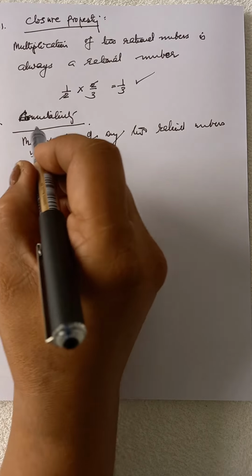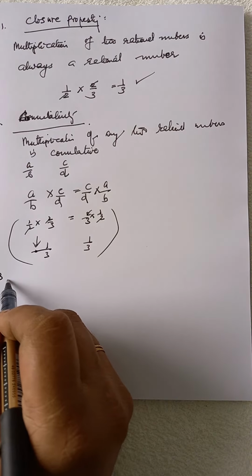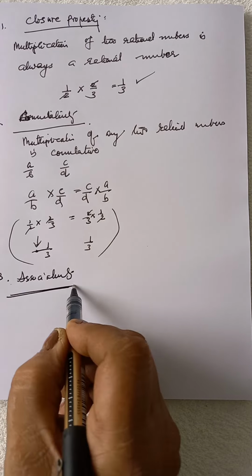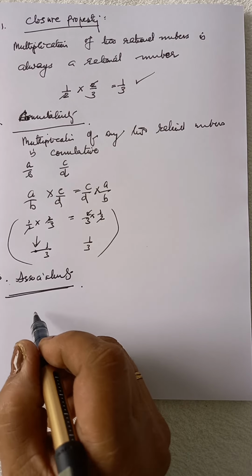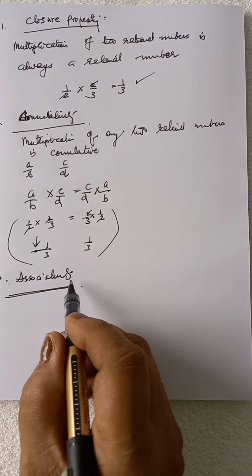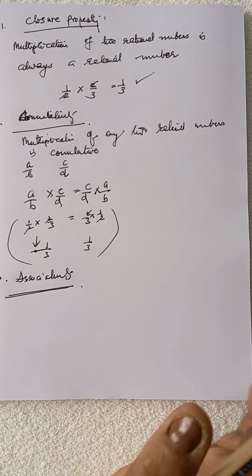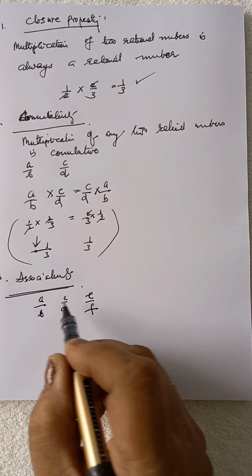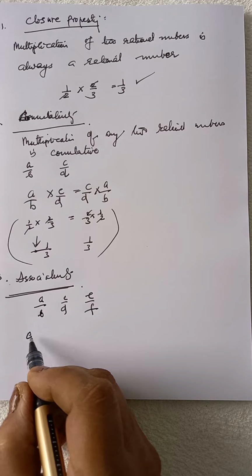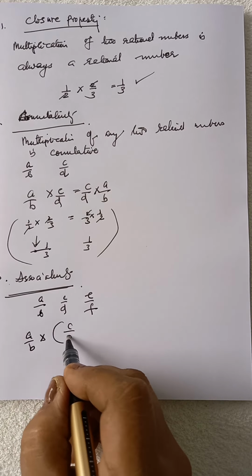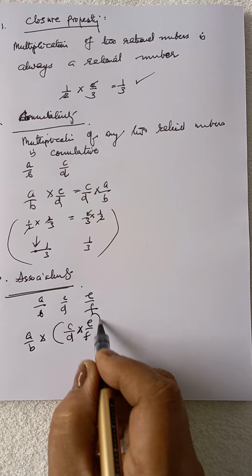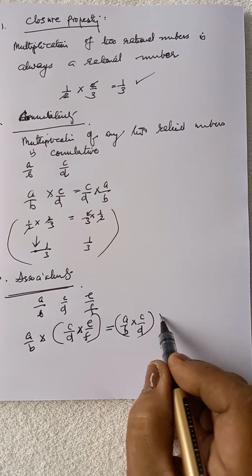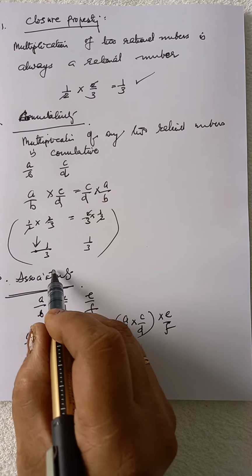So next one is third one, associativity. Then also according to this associative property of multiplication of rational numbers, if A by B, C by D and E by F are any three rational numbers, then A by B into C by D into E by F is equal to A by B into C by D into E by F, according to the associativity.